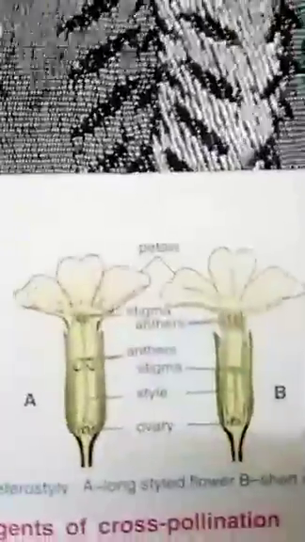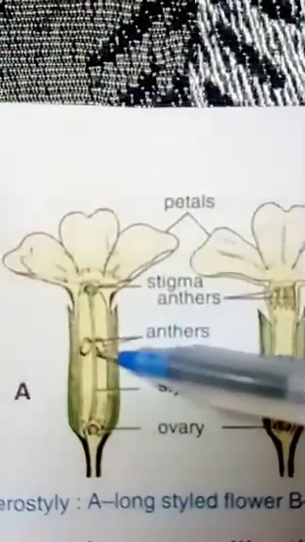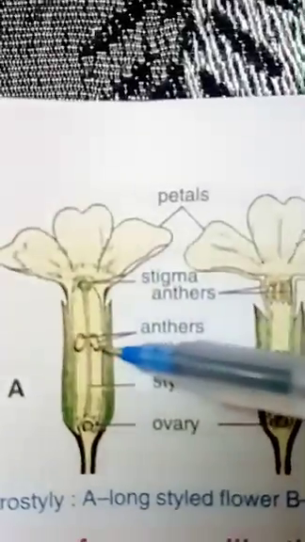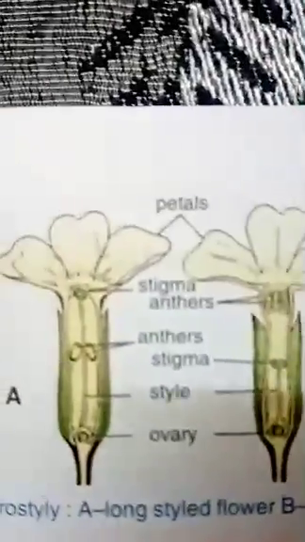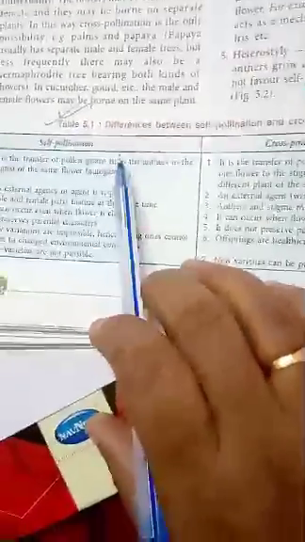See this diagram, children. See the stigma, the female part is here, but the anthers are here. So how can these anthers, which are situated at a lower level, fall on the stigma? So in heterostyly, the different positions of the male and the female part also lead to cross pollination. Table 5.1 is very, very important. Please learn the differences between self and cross pollination.